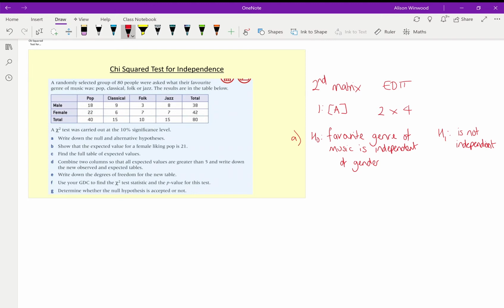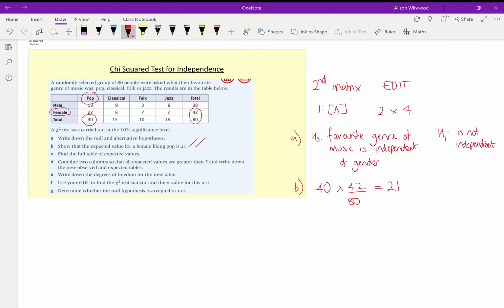Now we need to work out the expected values, and the example they've given us, we can get the calculator to do all this for us, but the expected value for a female liking pop. Well, we've got 40 people in total liking pop, but the split of the genders is 38 to 42, so 42 out of 80 is the proportion that will be female. So 40 times 42 out of 80 is 21, the expected number.